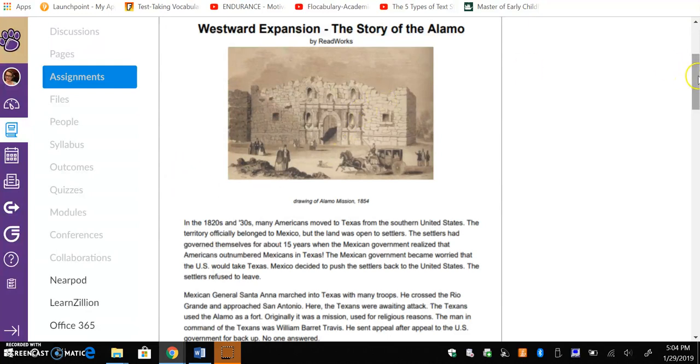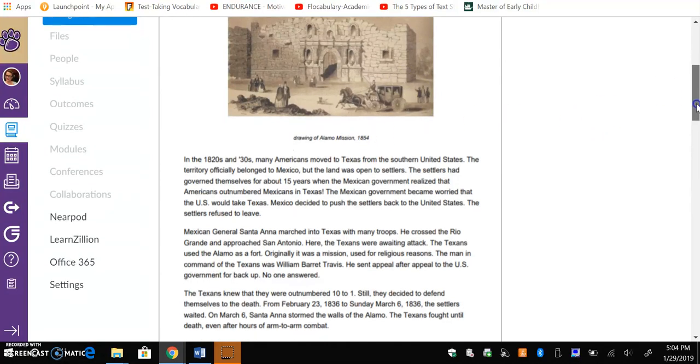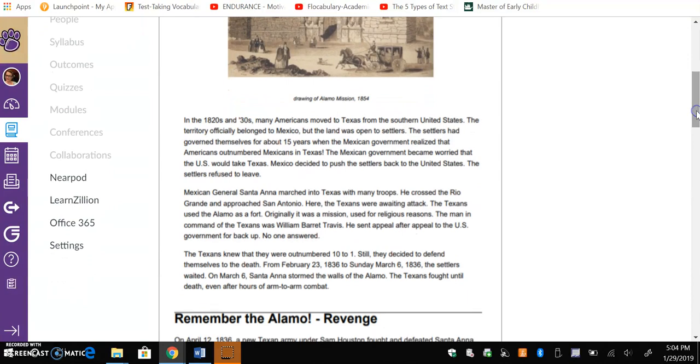There's an image of the Alamo right there. It says a drawing of the Alamo mission in 1854. So in the 1820s and 30s, many Americans moved to Texas from the southern United States. The territory officially belonged to Mexico, but the land was open to settlers. The settlers had governed themselves for about 15 years when the Mexican government realized that Americans outnumbered Mexicans in Texas. The Mexican government became worried that the U.S. would take Texas. Mexico decided to push the settlers back to the United States. The settlers refused to leave.